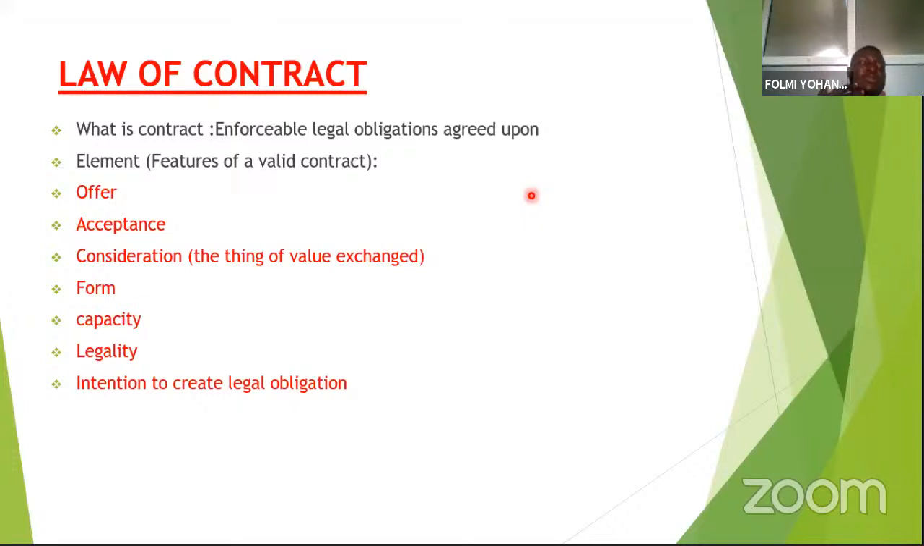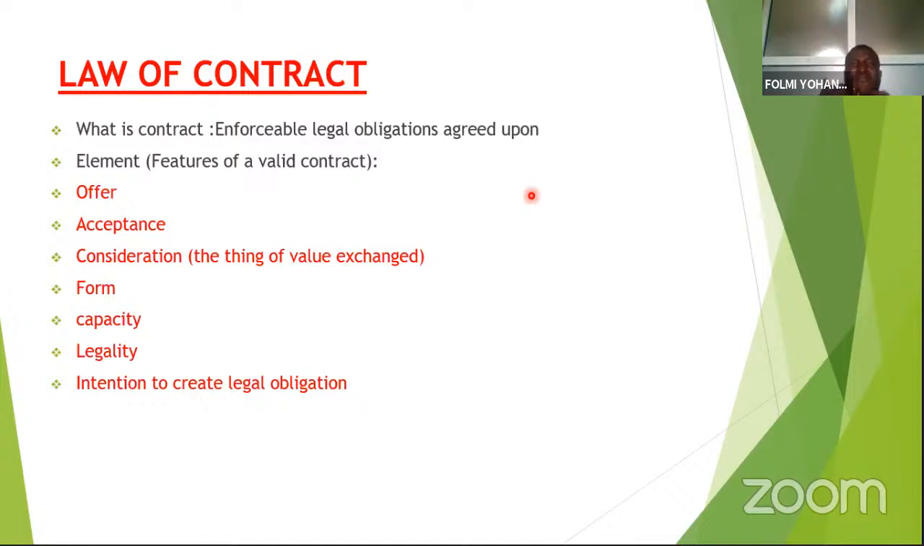Then there is consideration. Consideration is a thing of value that must be exchanged. By the time you pay money, that's what we call consideration, no matter how much you pay. For instance, let's say Mr. Johnson wants to sell his car for 50,000 naira and Mr. John pays 5,000 naira as part payment. The law will consider that something of value has been exchanged, there is consideration, and such a contract is enforceable. So these are just the three basic elements.